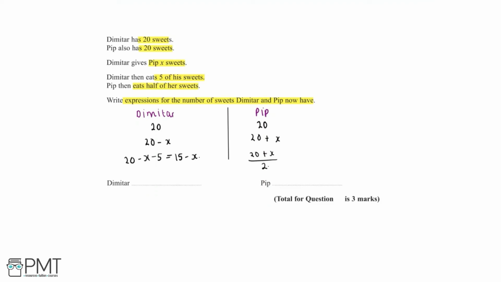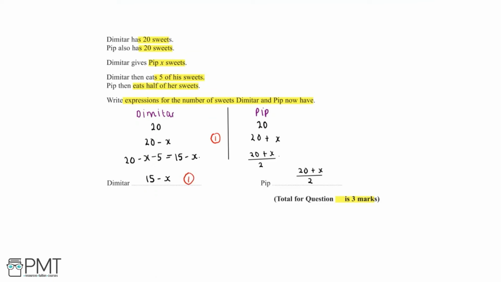We said that the expression for the number of sweets that Dimitar has is equal to 15 take away X. And we said that the expression for the number of sweets that Pip has is equal to 20 plus X divided by 2. This question is worth 3 marks. We get the first mark for the first stage of working out, and for realising that after Dimitar gives Pip X sweets, the expression for Dimitar is 20 take away X, and the expression for Pip becomes 20 plus X. We get the second mark for a correct final expression for Dimitar, and for finding that the number of sweets that he now has is 15 take away X.